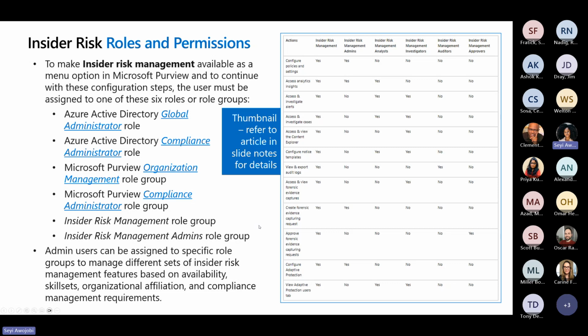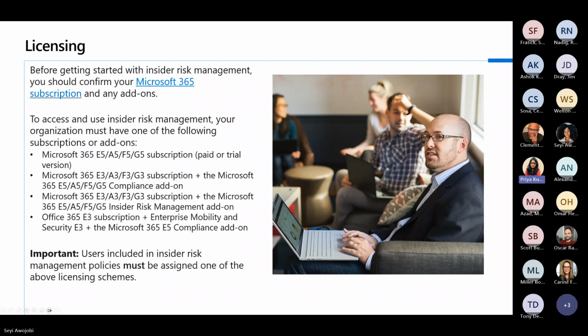I will now pass it over to Priya to round us up. Thank you, Shay, for the great demo. So in this slide, we have the licensing information for insider risk management. So insider risk management is included in the E5 subscription. So if you don't have an E5, depending on your current M365 subscription, you can either get an E5 compliance add-on or an E5 insider risk management add-on, or get M365 E5, which includes our Purview components as well.